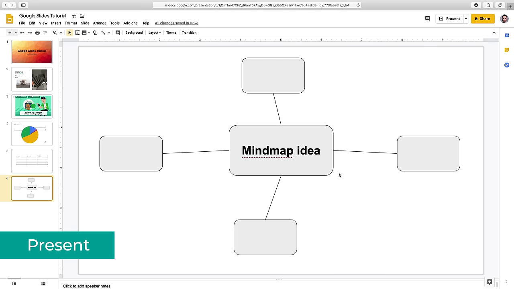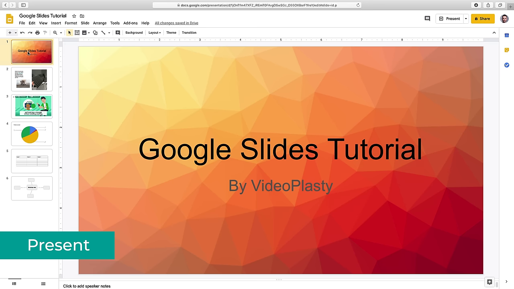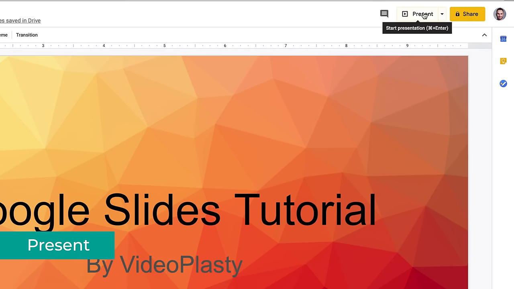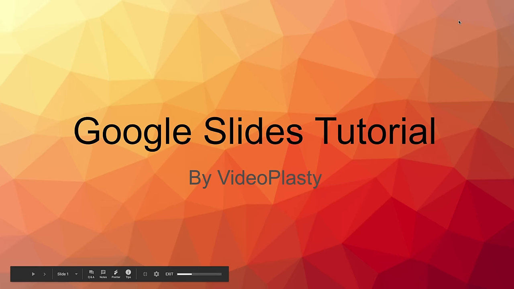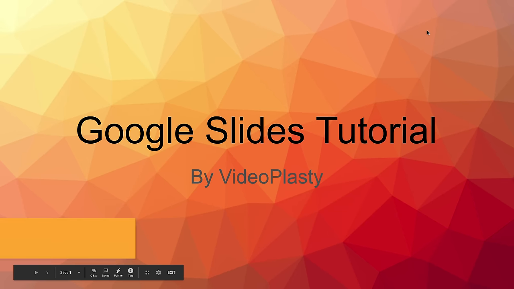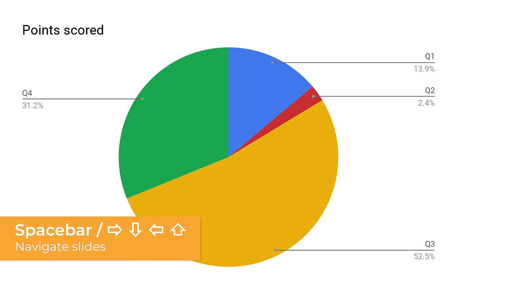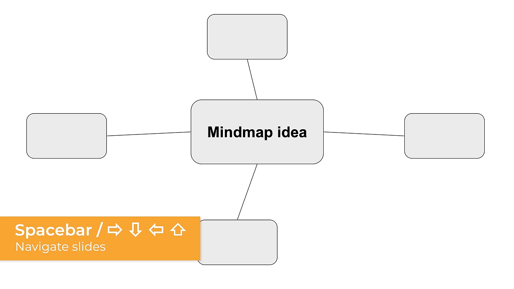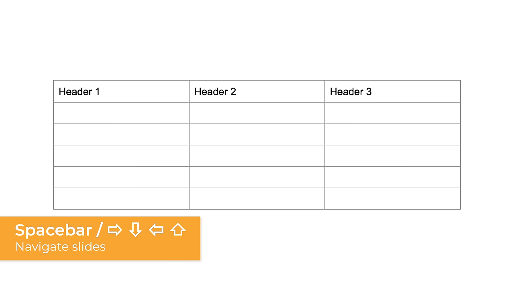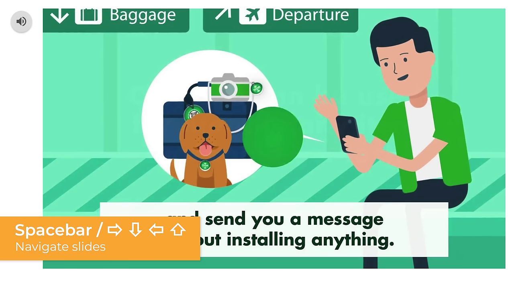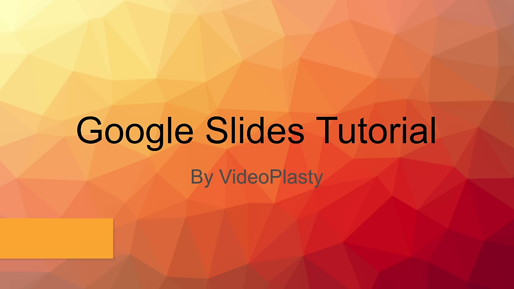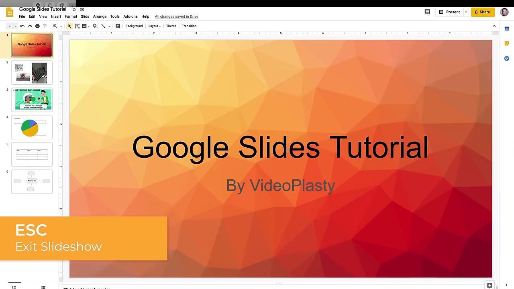To start the presentation and go into slideshow mode, go to the first slide in your presentation, then click this button that says Present. To navigate from one slide to another, use the spacebar key on your keyboard or the right and down arrow keys. To navigate backwards, use the left or up arrow keys. To exit a slideshow, press the escape key.